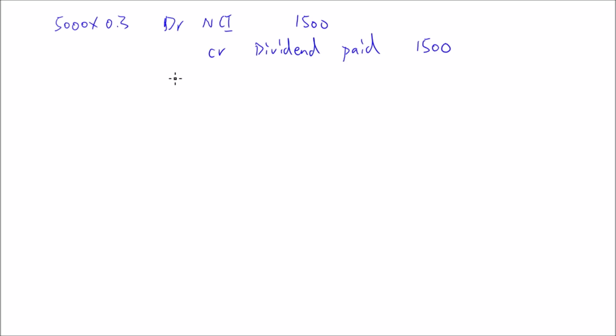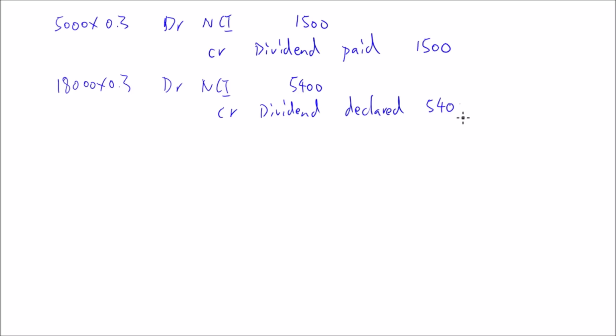And we're going to do the same thing for declared as well. 18,000, 30%, and the amount will be 5,400. And we want to credit dividend declared 5,400. So we've got an NCI journal for dividend.